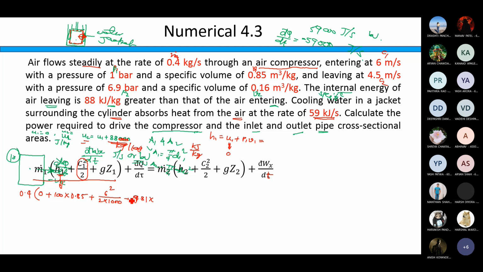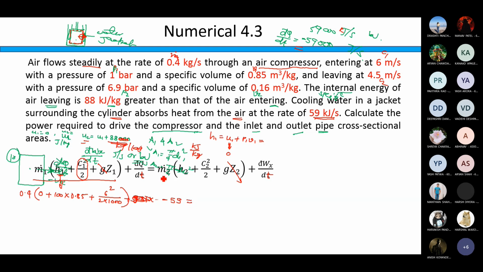Now nothing is mentioned about the elevation, so I can simply neglect this term and I need not write it here, right? They have not mentioned anything about Z, so I am simply skipping that part. Now the next term is this d bar q by dt. This is already a negative term, we know this. So I will write minus, and we want kilojoule per second because we are using kilo everywhere. So I should write minus 59 here, correct?